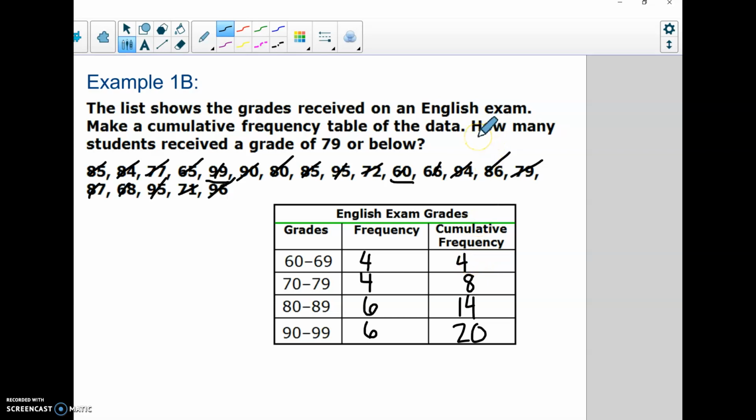And then the question is, how many students received a grade of 79 or below? So I go to 79 or below, and that would be 8. Or I just add these together and say that's 8, or I could look at the numbers and answer that question. There's 8 that were 79 or below.